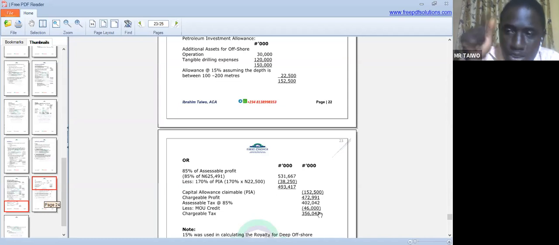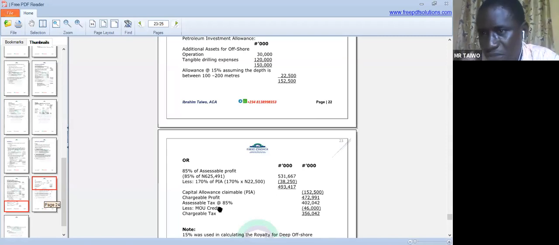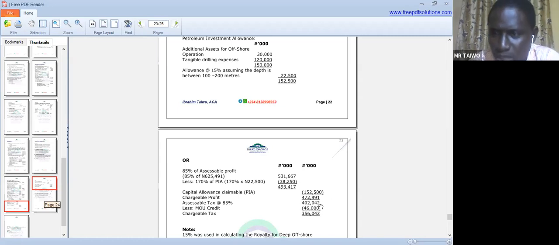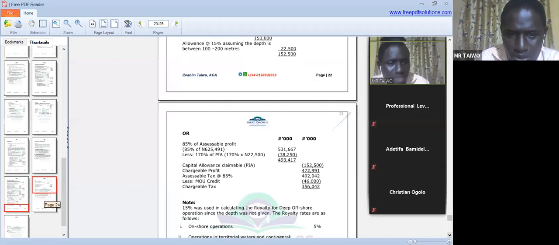But in the question, I told you, if they say there is an MOU credit, that's based on the arrangement between the oil company and the NNPC. That arrangement will give off a credit, and that credit is meant to also reduce the tax liability. In this question, you'll be given straightforward: if it is a JV arrangement, the credit is for the 6 million. That's meant to reduce 402,042 to give a chargeable tax of 356,042. This is now what is payable to government as chargeable tax.